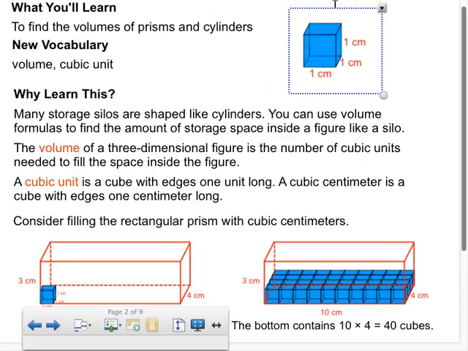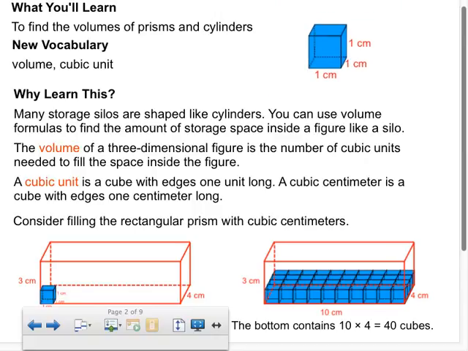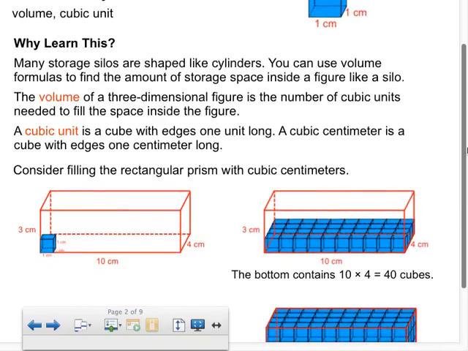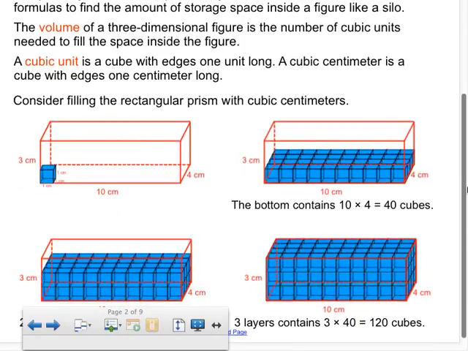Now, I have a question. Yes? So at the bottom, the rectangle. We're going to get to that in a second. All right, so the volume of a three-dimensional figure is the number of cubic units needed to fill the space inside the figure. A cubic unit is the cube with edges 1 unit long. A cubic centimeter is a cube with edges 1 centimeter long.